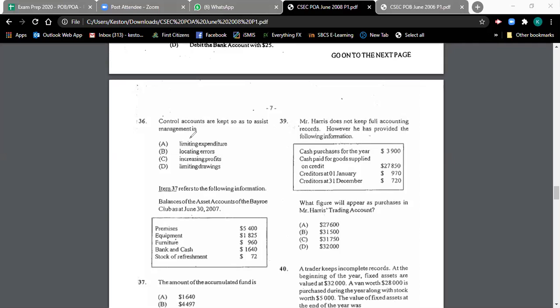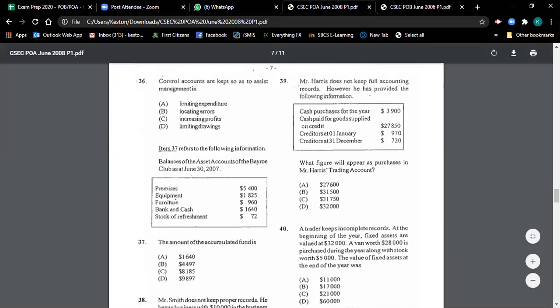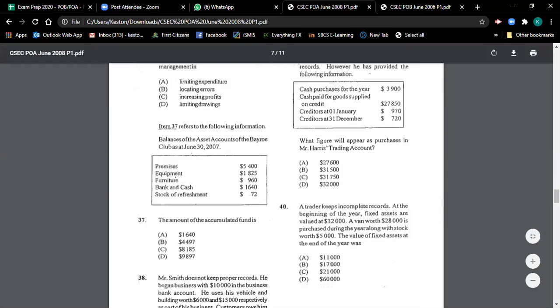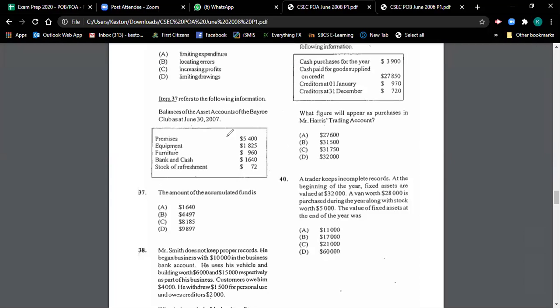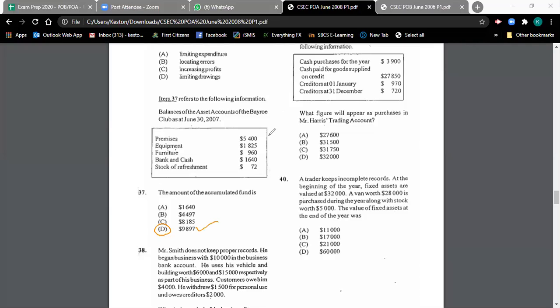37. Right, so B was 36. 37. The amount of the accumulated fund. Accumulated fund is another word for capital in your non-trading companies. Yes, that's correct. Very good, Ariano. 9,897. Right, so we're just going to be adding up everything here because there are no liabilities inside of here. Everything here is assets.